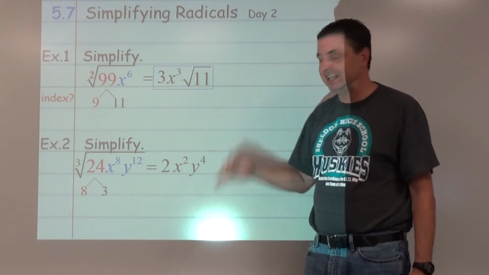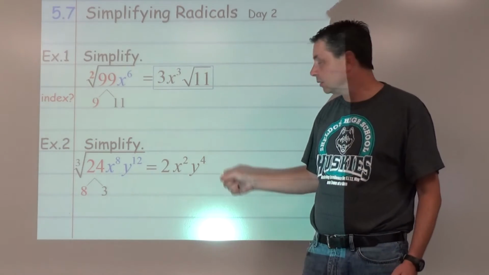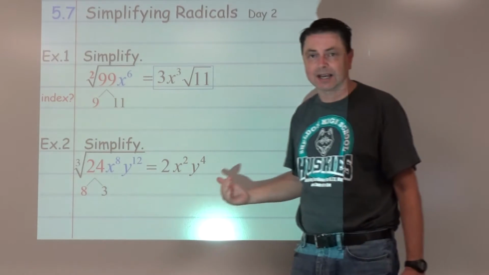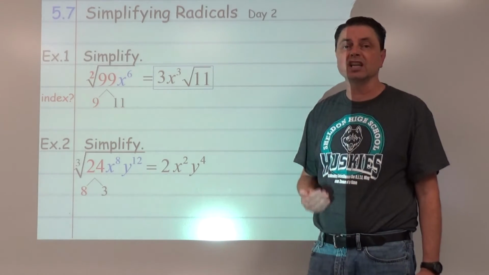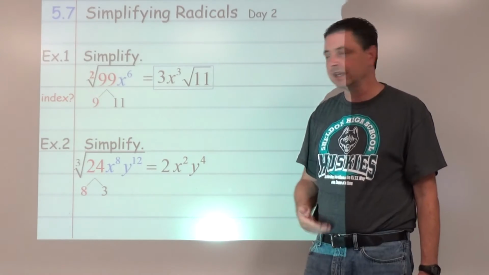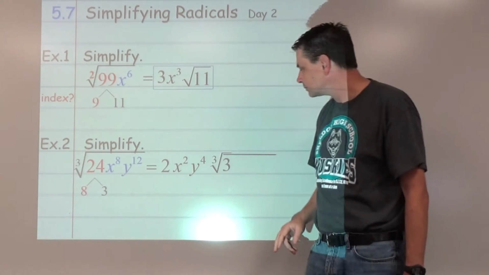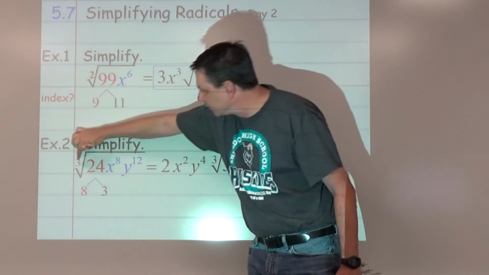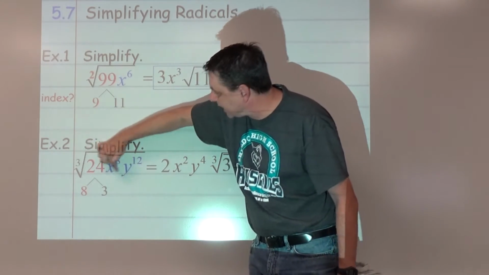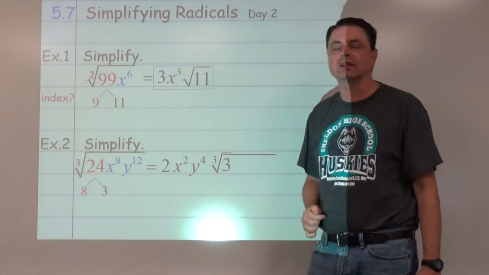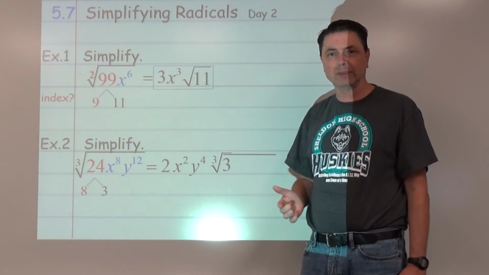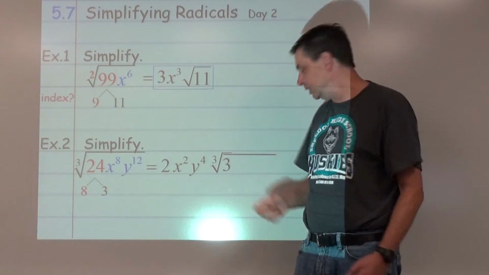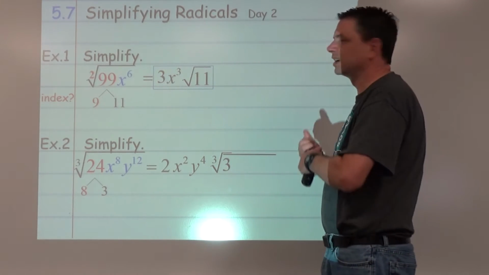Don't forget the index. It's a very common problem to write the radical sign but not write the index. If you don't write the index, you automatically assume that you're talking about square root, which is not the case here. We're talking about a cube root. So cube root of 3. Now let's go back to, remember when we divided the 3 into the 8 for the x's, it didn't go in evenly. So what was the remainder?